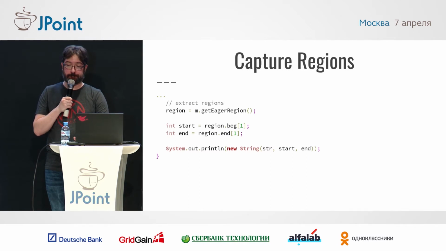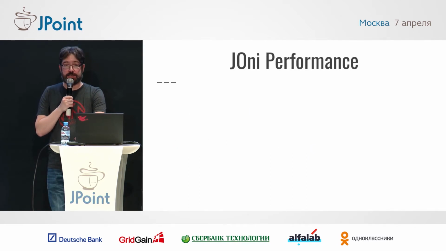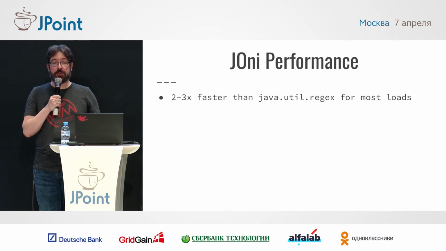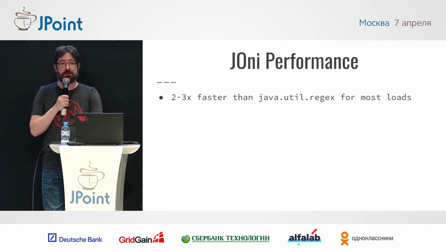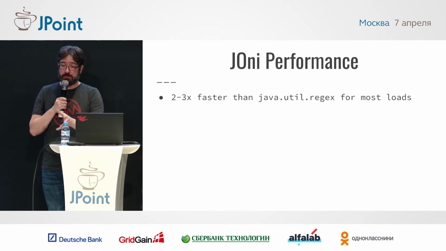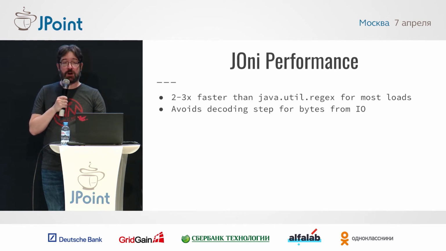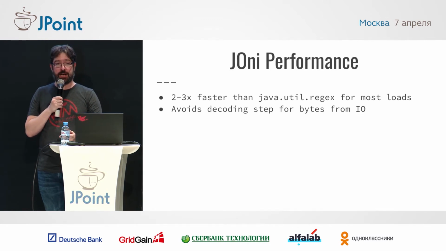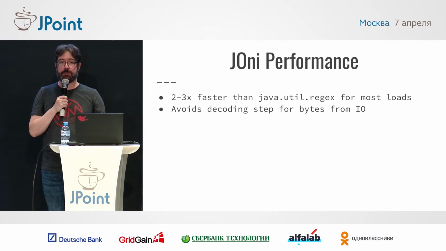It's pretty cool stuff. So performance-wise in Joni, generally what we've seen is about 2 to 3 times faster than Java util regex for most loads. This is largely based on our use cases in JRuby, but I think that's pretty good. We're doing very well. The best part, of course, is that if you're working with raw bytes, you don't have to do this transcode step into UTF-16 characters. You can work with the bytes directly in their original form.